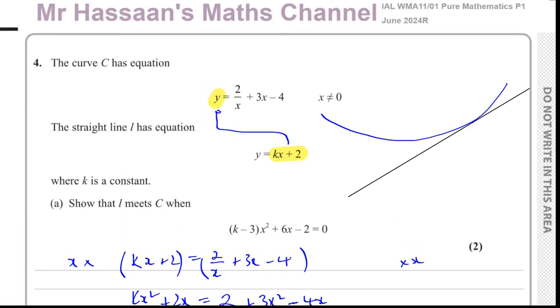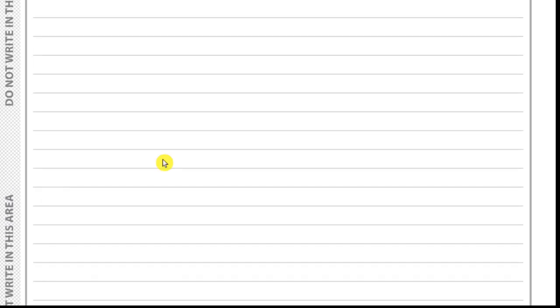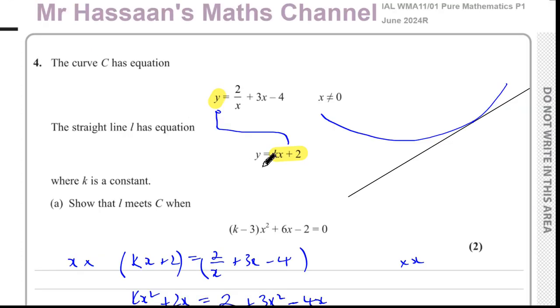Question number 4. Is there another part to 4? No, there's no other part to 4. So there we have the answer, and that concludes this question. Question number 4 from the June 2024 replacement paper for the Edexcel International A Level Pure Mathematics P1 paper.